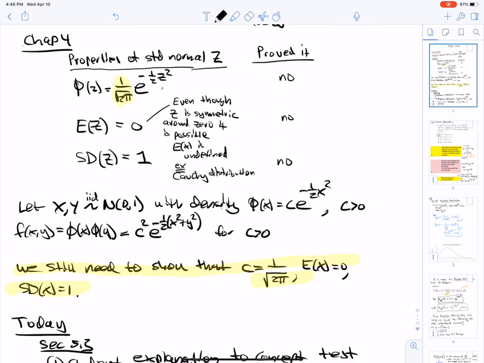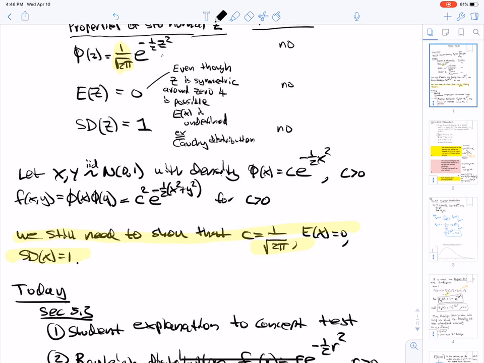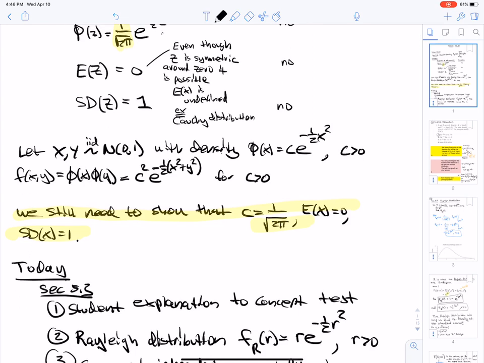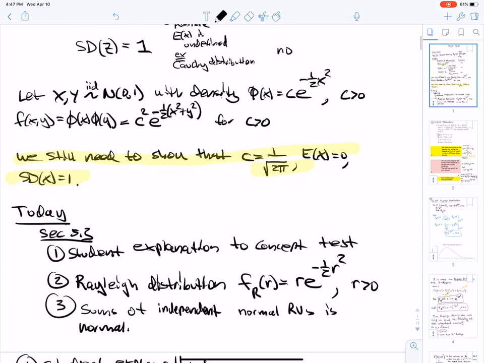So let X and Y be IID standard normals with density phi of x is c e to the minus 1/2 x squared, where c is a positive constant. The joint normal density then is c squared e to the minus 1/2 (x squared plus y squared), for c some positive constant. So we're going to show that c is 1 over the square root of 2 pi, and that the expectation of X is 0 and the SD of X is 1.